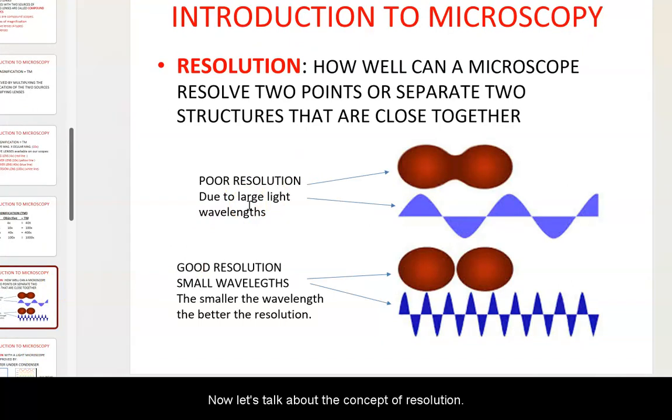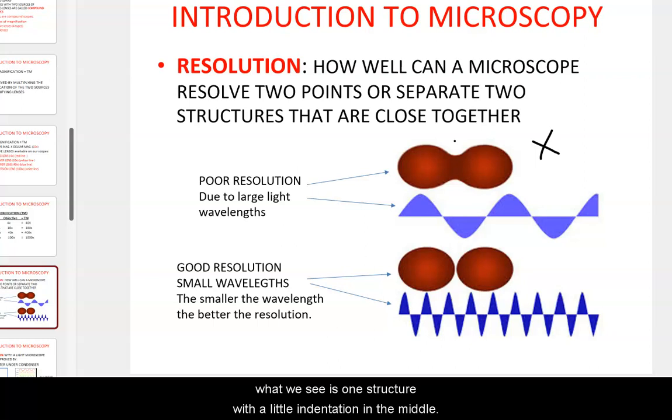Now let's talk about the concept of resolution. We mentioned initially that resolution is the ability of a microscope to resolve an image and make it clear and be able to see the details of the image, to resolve the image. A microscope with poor resolution will not be able to give us clear details of a specimen. So for example, in this example right here, what we see is one structure with a little indentation in the middle.